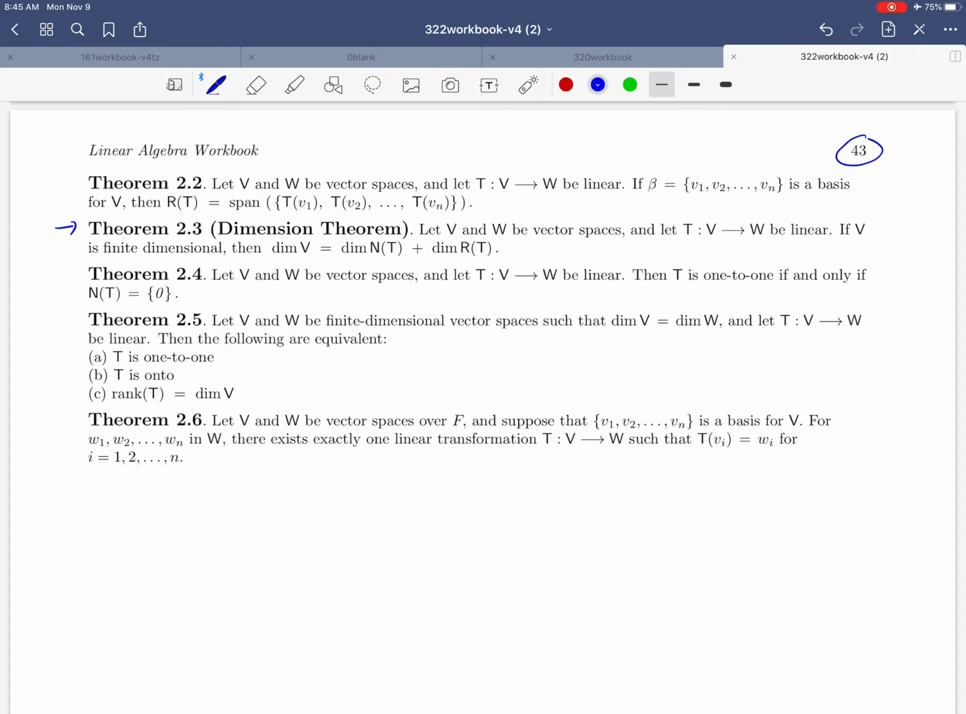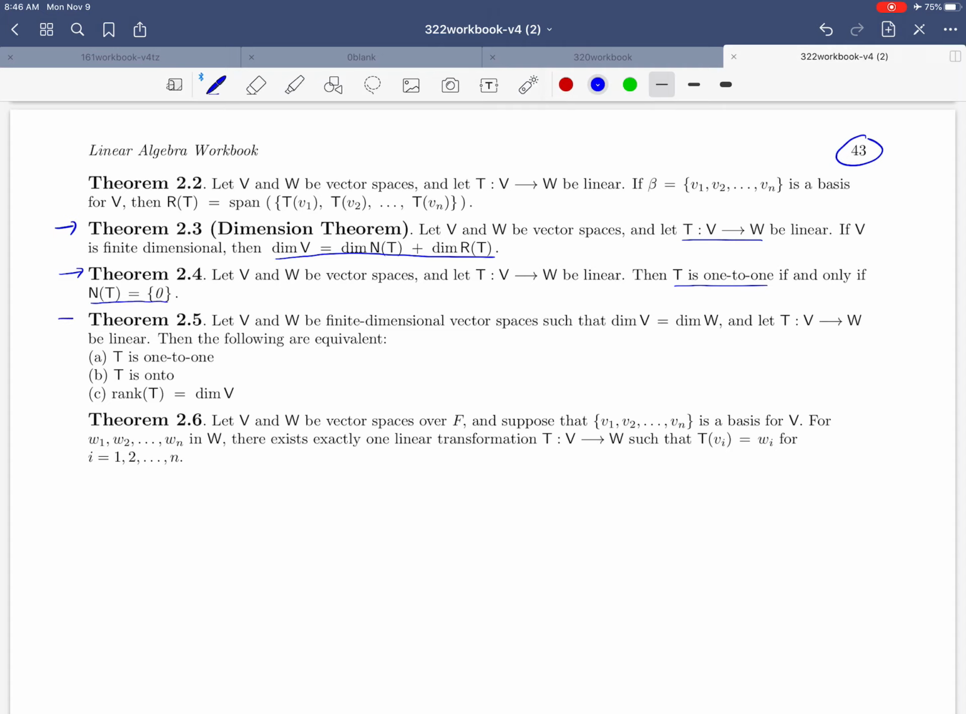Again, what that says is that if you have a linear transformation from V to W, then the dimension of the domain V breaks down as the dimension of the null space plus the dimension of the range. And then theorem 2.4, that was another one that came up, that said that a linear transformation is one-to-one if and only if the null space of T just contains the zero vector.